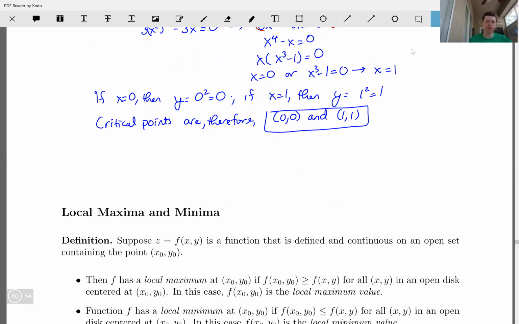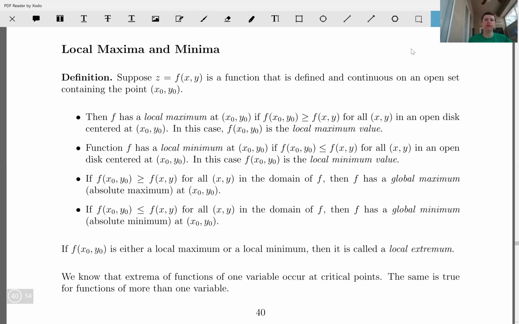Okay, so now let's move on to local maxima or minima. The definitions are basically what you would expect. We have a function z equals f of x, y, defined and continuous on an open set containing the point (x sub 0, y sub 0). f has a local maximum at (x sub 0, y sub 0) if f evaluated at that point is greater than or equal to f at any other point in an open disk centered at (x sub 0, y sub 0). The local maximum value is then the function evaluation at that point. Similarly for the minimum, f at that point is less than or equal to any other function value in an open disk centered at that point.